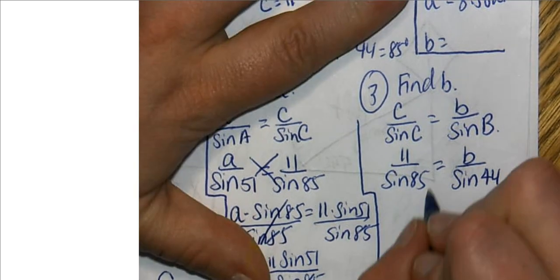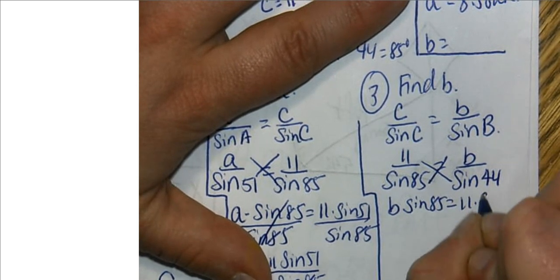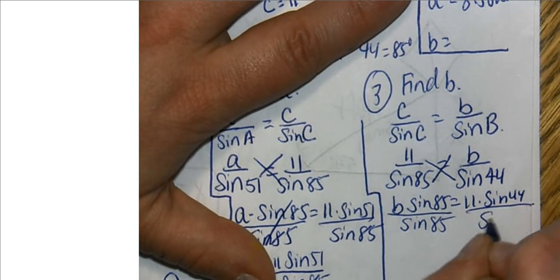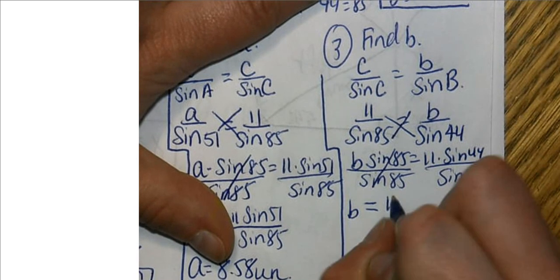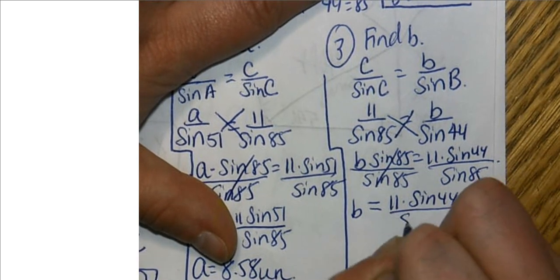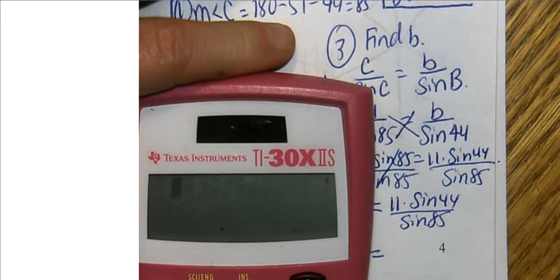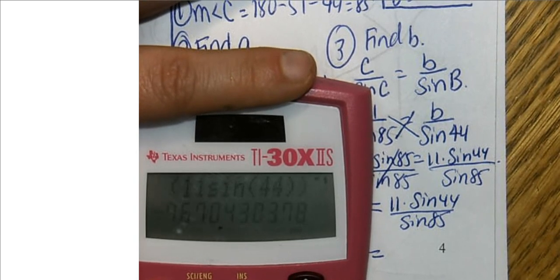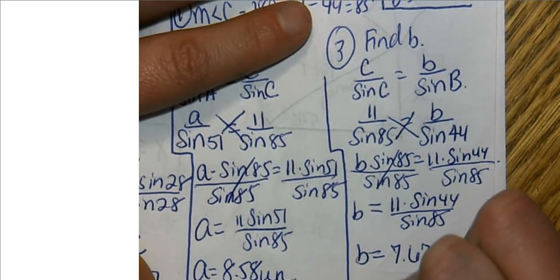So I'm going to use cross product. So I have b times the sine of 85 is equal to 11 times the sine of 44. I'm going to divide both sides by the sine of 85. I end up with the sine of 85 canceling away. So I have b is equal to 11 times the sine of 44 divided by the sine of 85. And when I put this into my calculator, 11 times the sine of 44 divided by the sine of 85, I end up with 7.67 units.